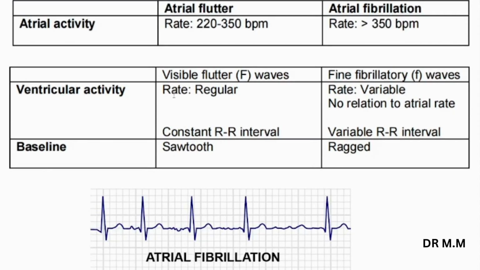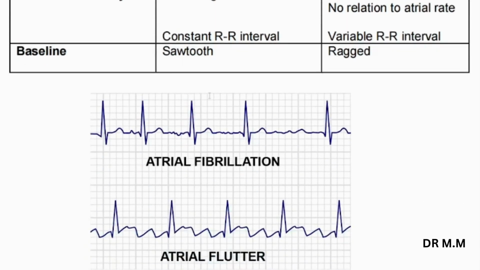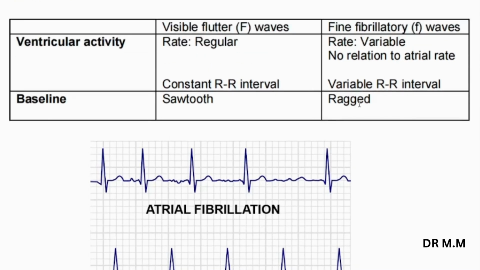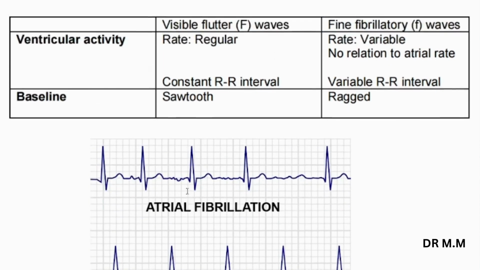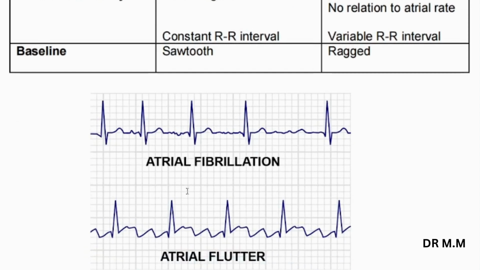In atrial flutter, we can see F waves or flutter waves, as we can see here. This is F waves or flutter waves. But in atrial fibrillation, we can see fine fibrillatory or f waves, and this pattern is called fine fibrillatory or f waves. Now, the ventricular contraction in atrial flutter.